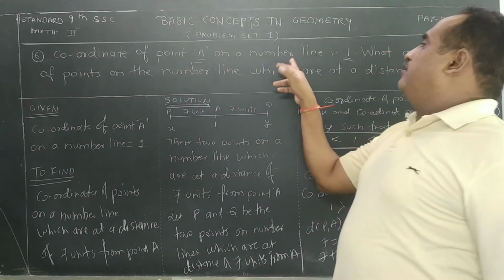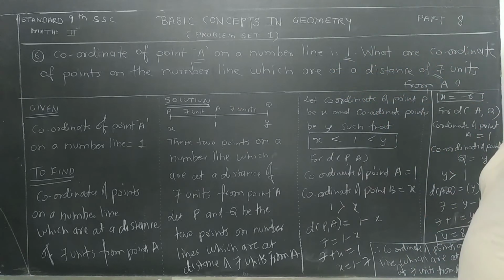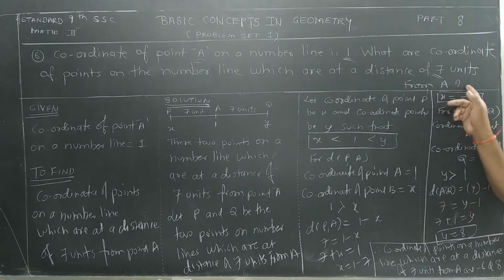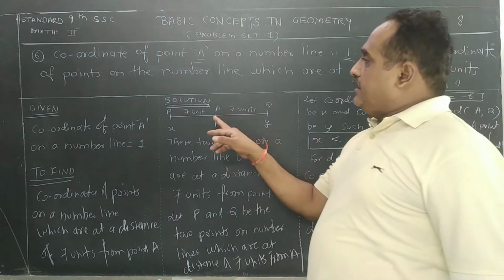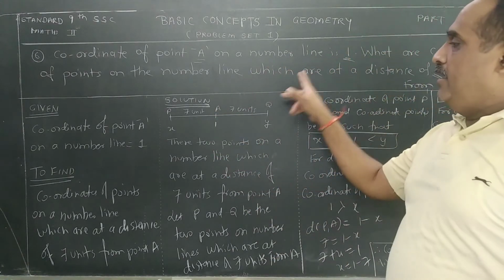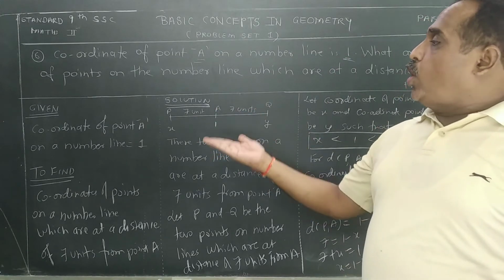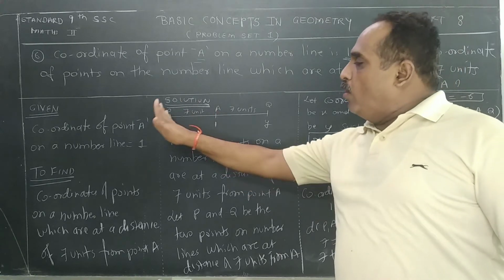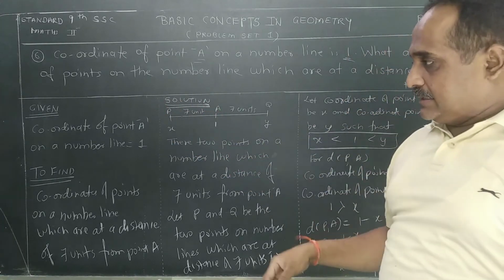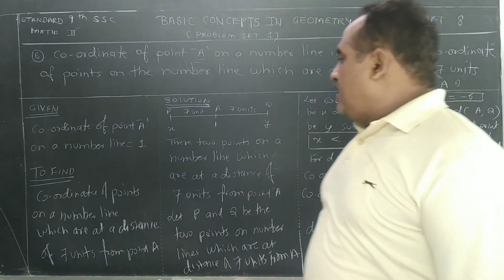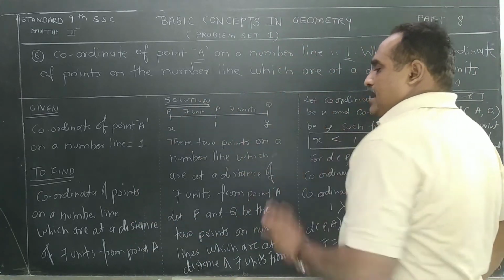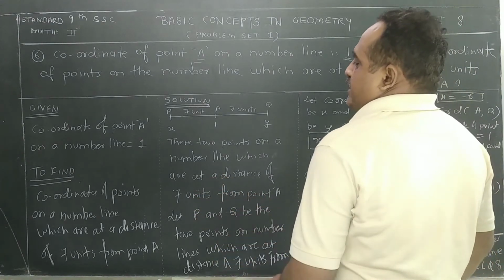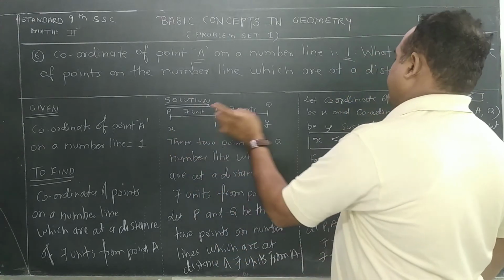कोऑर्डिनेट ऑफ पॉइंट A on a number line is what? 1. What is the coordinate of points on a number line which are at a distance of how much? 7 units from point A. On a number line, A का coordinate कितना है? 1. And they have asked the coordinate of points which are at a distance of 7 units from A, means वो O बाजू में भी हो सकता है, A बाजू में भी हो सकता है. Correct? They have asked that. So how many points are there? P and Q. Correct? I have considered that points P and Q. And इसके coordinates लिए हमने X और Y.